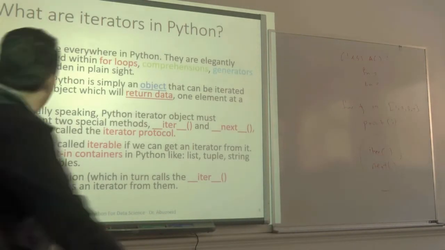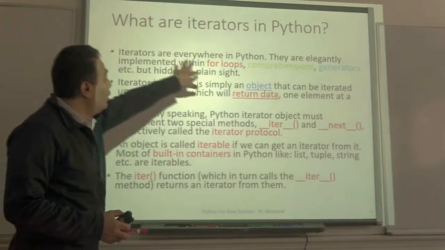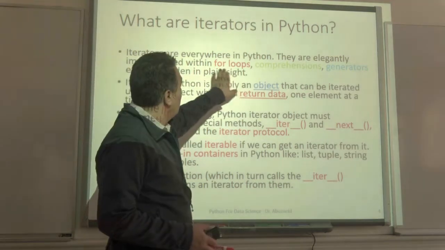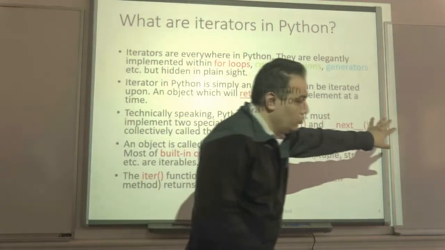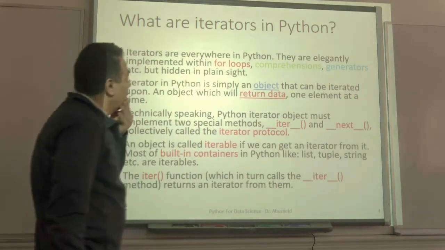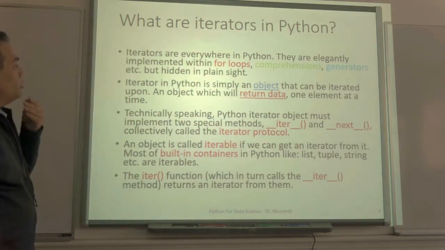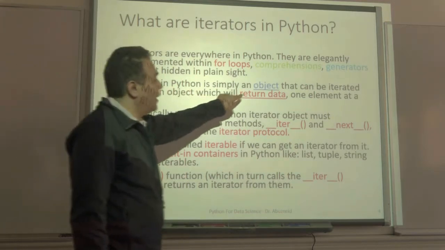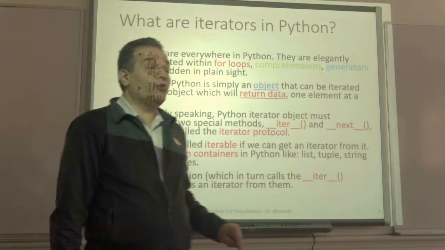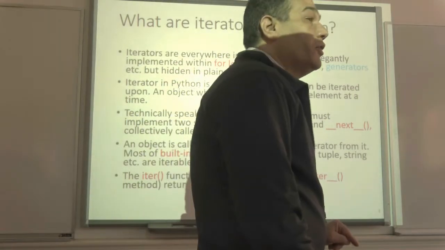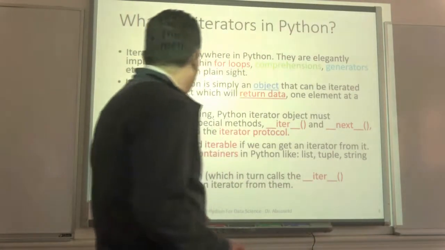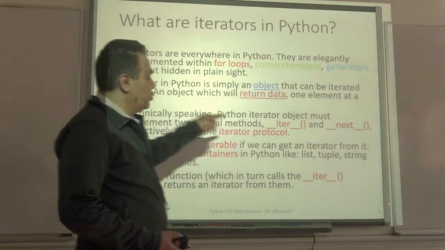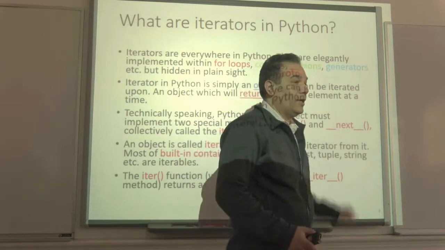All right, so iterators are everywhere in Python. They are used in for loops. So why are we able to do the for loop? Because it's iterable, okay? And any object could be iterable. And the iterator by itself is an object. So when you create an iterator, what are you creating? An object.